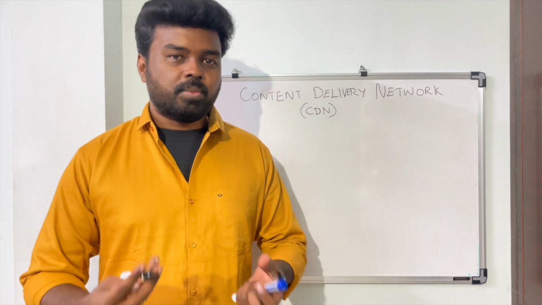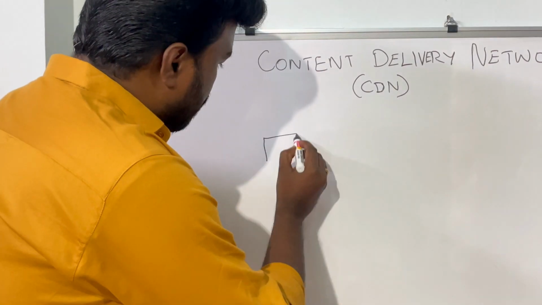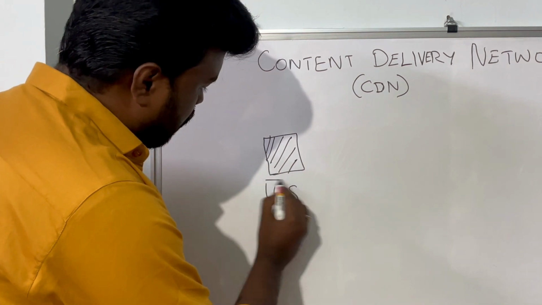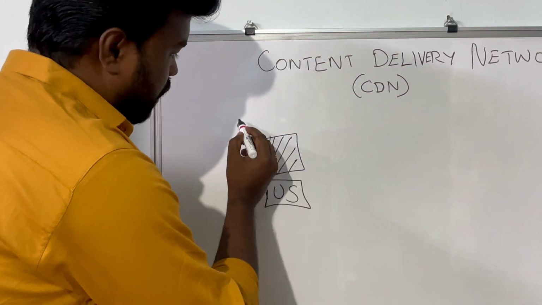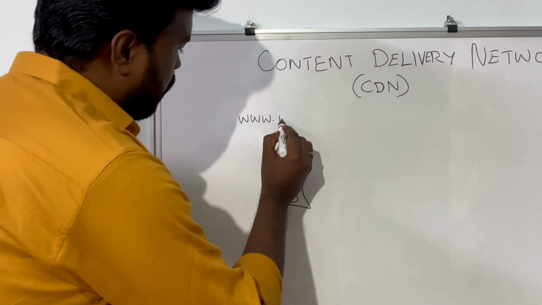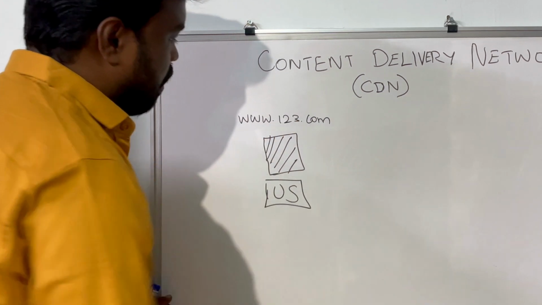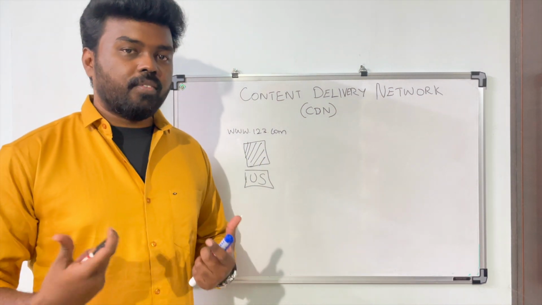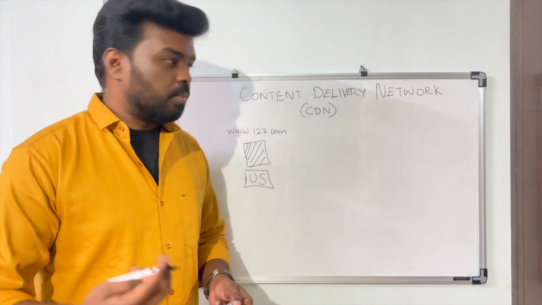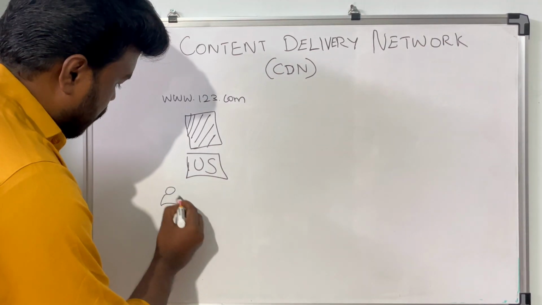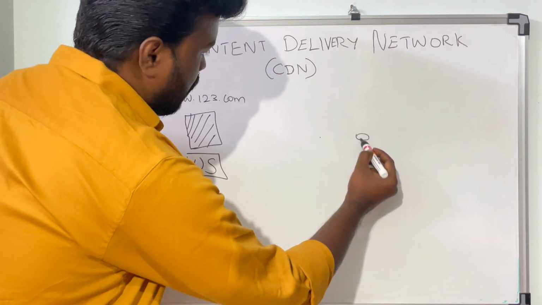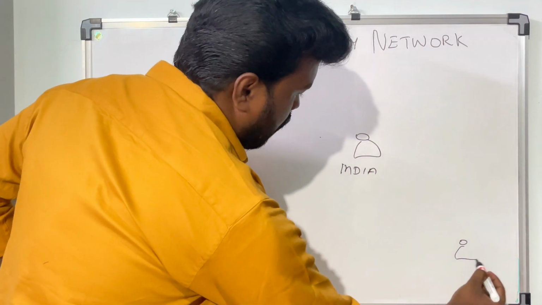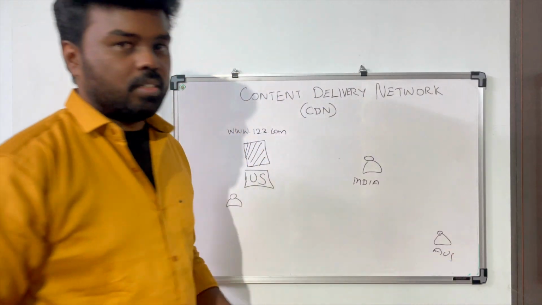Now imagine you have a web server that is located in the US region, and assume that the web server is hosting the website called 123.com. Now this is your web server located in the US region, and your website might have customers all across the world. Your website might have some customers in the US, and there must be some customers in India, and maybe some customers in Australia and other parts of the world, right?